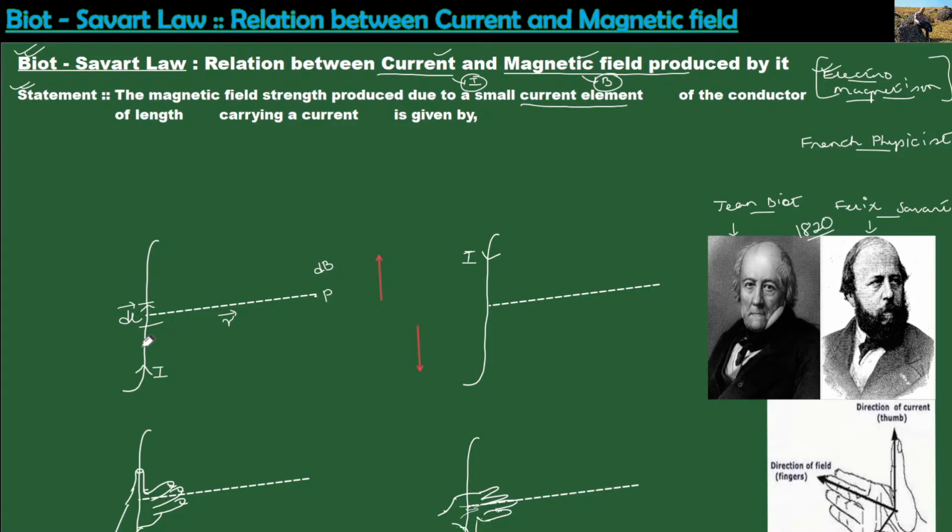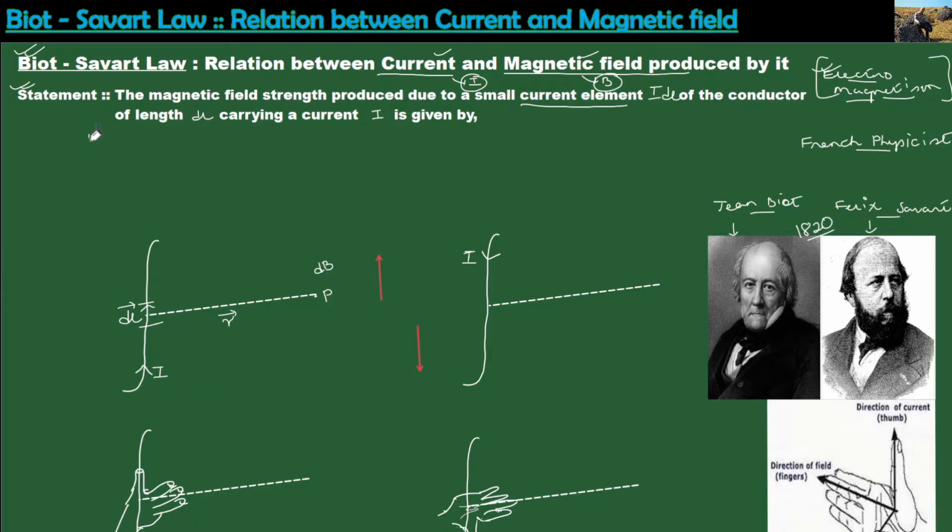Yes, so that is one of the most important points that we need to understand. Then from here, the statement is that the magnetic field produced by this current element, I dl. What is the current element? The current element is I dl of the conductor of length, what is the length of that element? The length of that element is dl, carrying a current I. It is given by this relation, which is also known as the inverse square law.